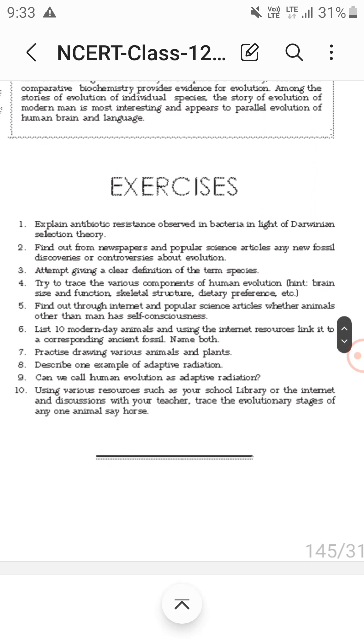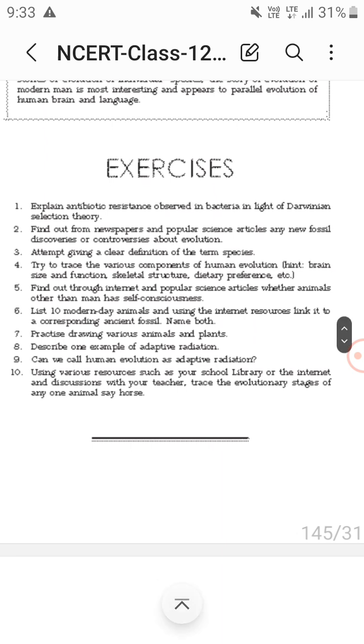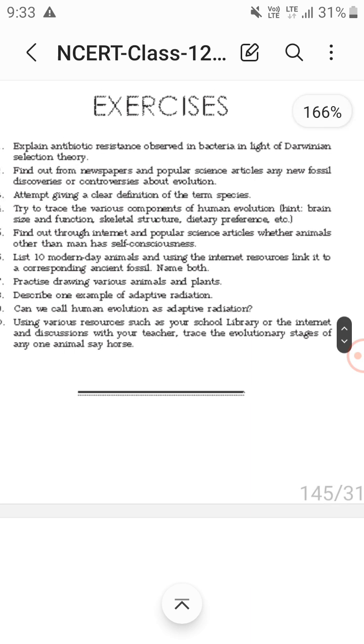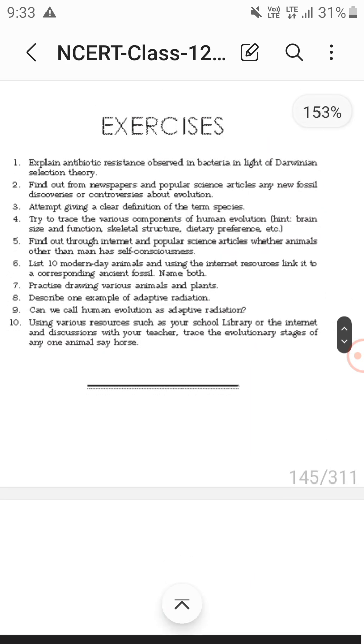Attempt giving a clear definition of the term species. A species is a group of individuals. Next, try to trace the various components of human evolution.